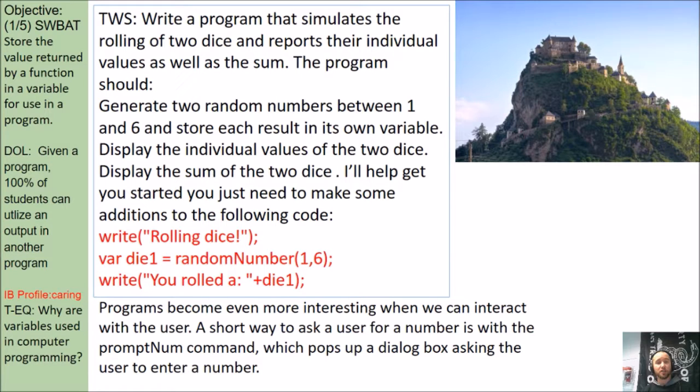So the program should generate two random numbers between 1 and 6 and store each result in its own variable, display the individual values of the two dice, display the sum of the two dice, and I'll help you get started. You just need to make some additions to the following code. So write rolling dice, var die1 gets a random number 1 to 6, and then write you rolled a, and then the variable will be displayed.